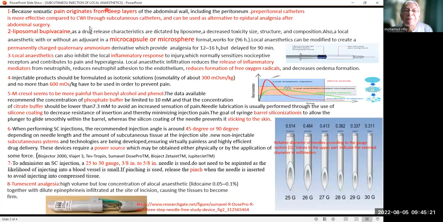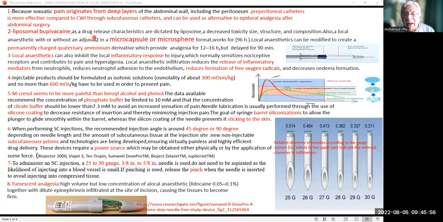This slide, of course, shows somatic pain, which is mainly initiated from the deep structures such as the peritoneum and the muscle. So you ought to inject deeply enough to block all such areas and to reach the block of the somatic and the visceral pain. The preparation of the liposomal bupivacaine is a special preparation.